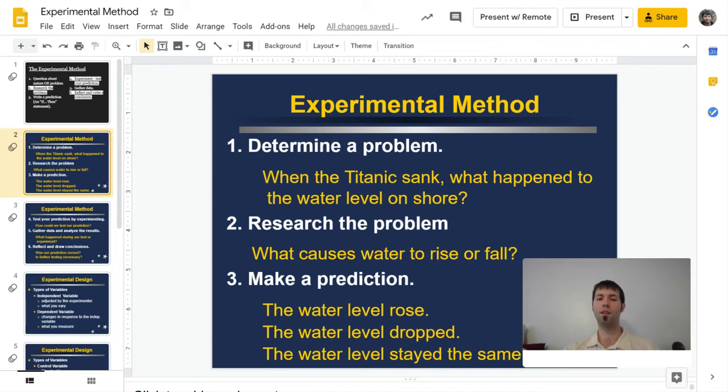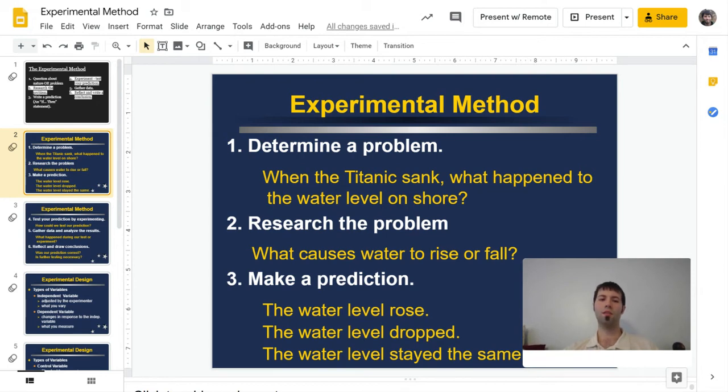The example we're given here is: when the Titanic sank, what happened to the water level on shore? Maybe that's something you want to know about. When boats sink, what happens to the water level around the boat or far away on the shore somewhere? Before we even do an experiment on this, maybe we should research this. What causes water level to go up or down in the first place? That would be good to know.